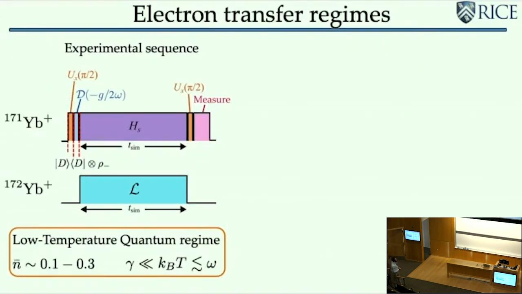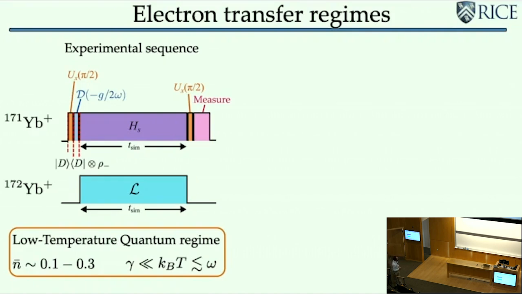So this is a sketch of the experimental sequence. We prepare both the internal state and the motional state. We displace it so that it's in the donor well. And then we switch on at the same time both the Hamiltonian and the Lindbladian. And then we measure at the end in the right basis.